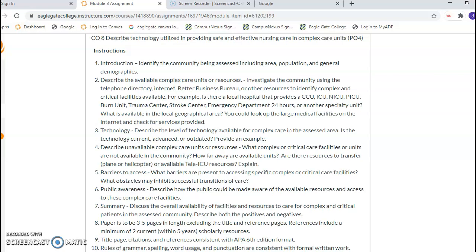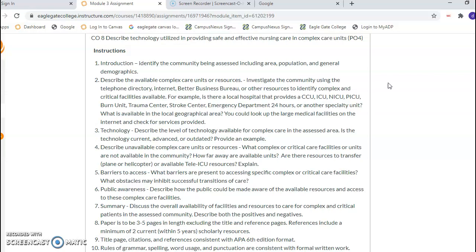What I suggest when you do this paper is you use APA headings and make 1 to 7 all your headings, and that way you know you're covering each required area. After you've identified what you're going to assess, it's just like the nursing process: you identify an area and look for assessment, what's in that area, then you're really going to focus in on the complex care units. You can use an area, maybe if you work there, you can talk about the hospital, but remember it's a whole community, not just one hospital.